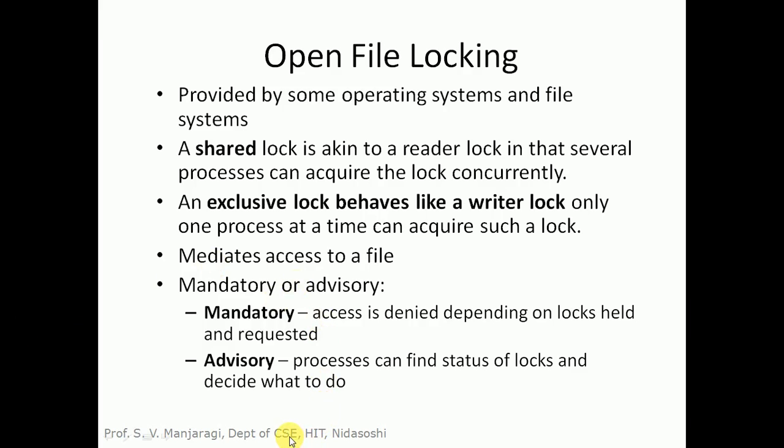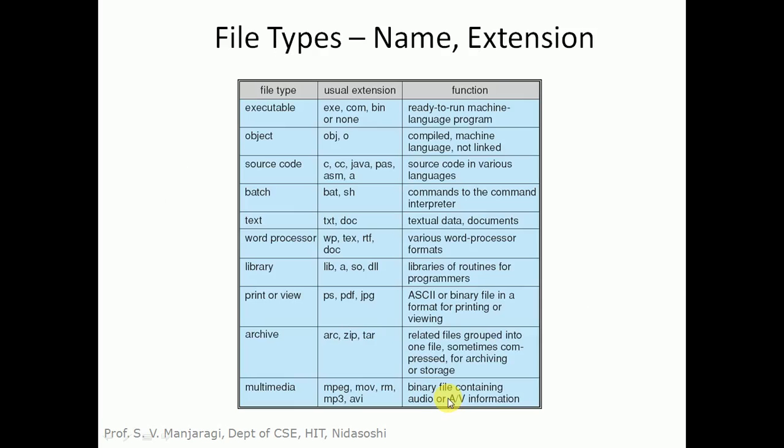And the file lock can be either mandatory or advisory. What do you mean by mandatory? Mandatory means access is denied depending on the lock's type and the access requested. Advisory means processes can find the status of the lock and decide what to do. So that is called an advisory lock.